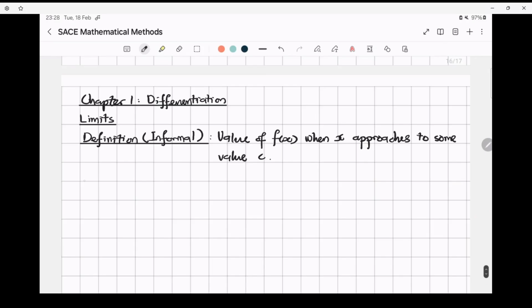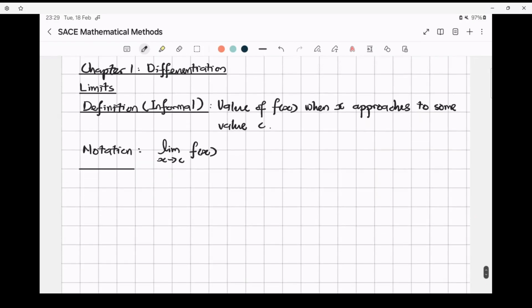So notation wise, we usually use the idea of limits as follows. When x approaches some value c, what is your f(x)? So that is the notation that we will use for limits. So then, what can it be used for in this particular SACE setting?